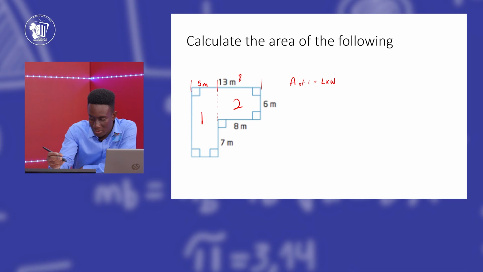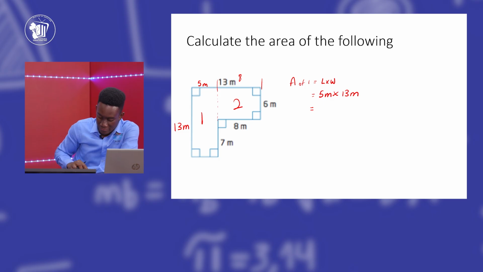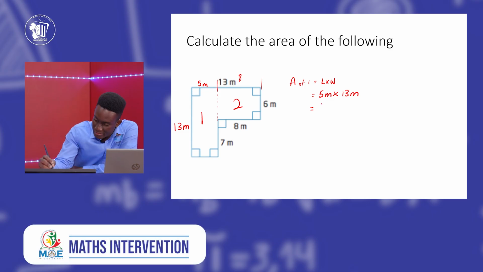And we know the width would be from here to here. We know from there to there is 6, and from here to here is this 7. So 6 plus 7 would give us 13. So we know the width is 13 meters. So the area of shape 1 would be length times width. So the length is 5 meters multiplied by the width, which is 13 meters. And 5 times 13 would give us a value of 65 meters squared. So that is the area of shape 1.